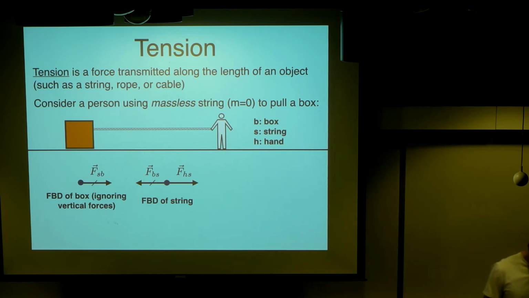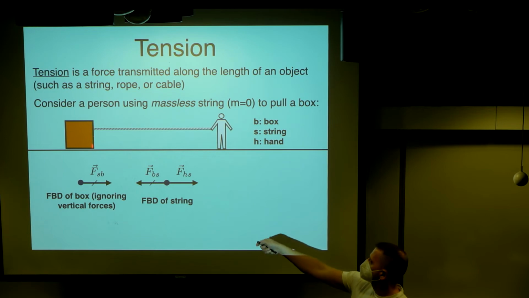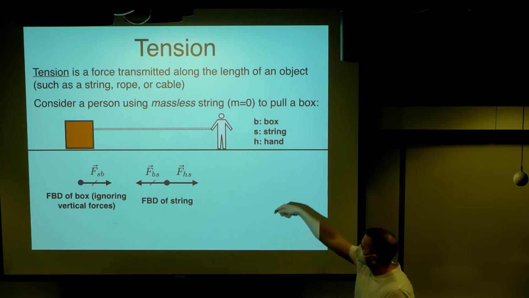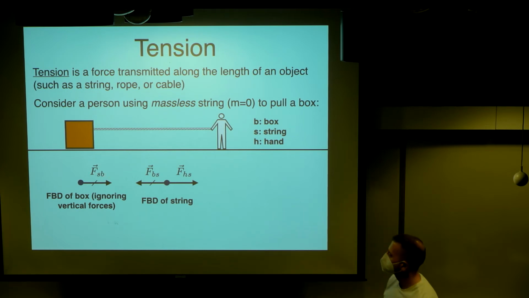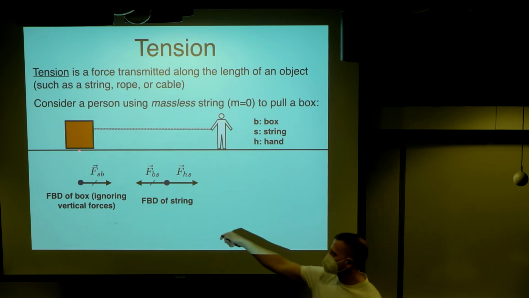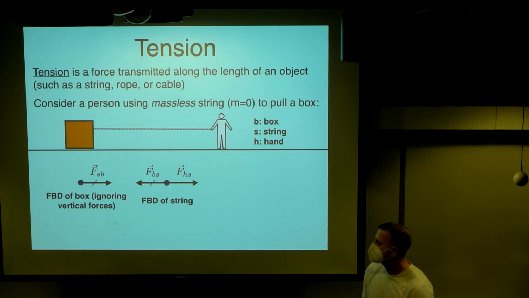So, okay, let's draw a free body diagram of a few different things. Let's draw a free body diagram of the box. So this one is pretty straightforward. What we have is this force. There's a force going to the right that I'm going to call FSB. What does this mean? It's the force that the string here is exerting on the box. And again, I'm ignoring any vertical forces, so that's really it.